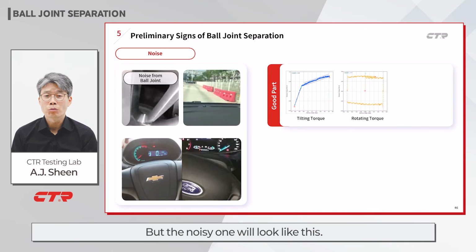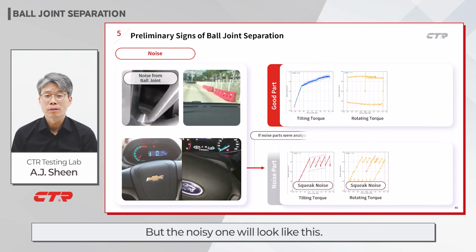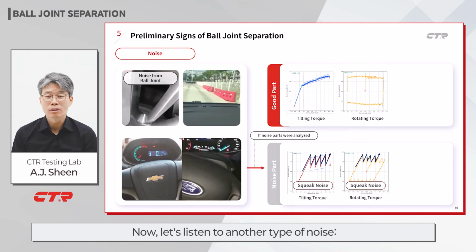But the noisy one will look like this. This spiky shape in the graph causes a vibration inside the joint, which leads to noise in connected parts. Now let's listen to another type of noise, a clunk noise from stabilizer links.